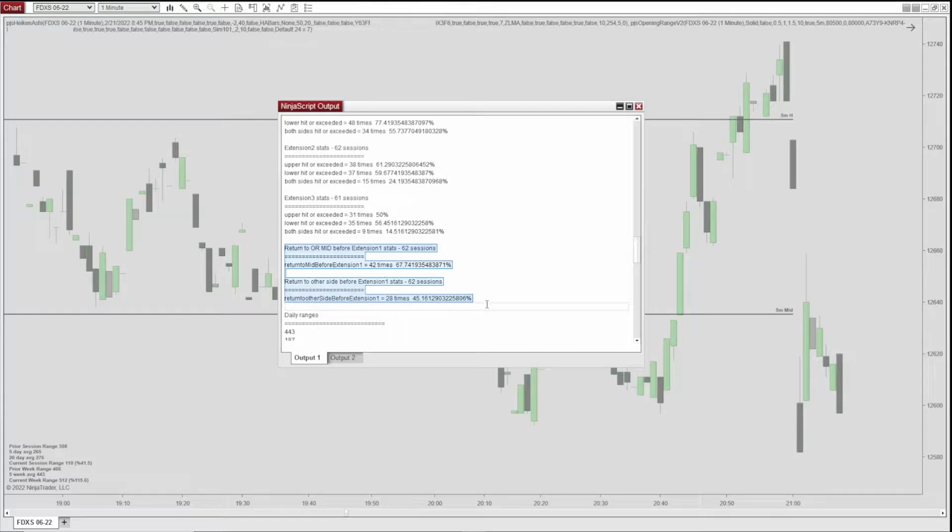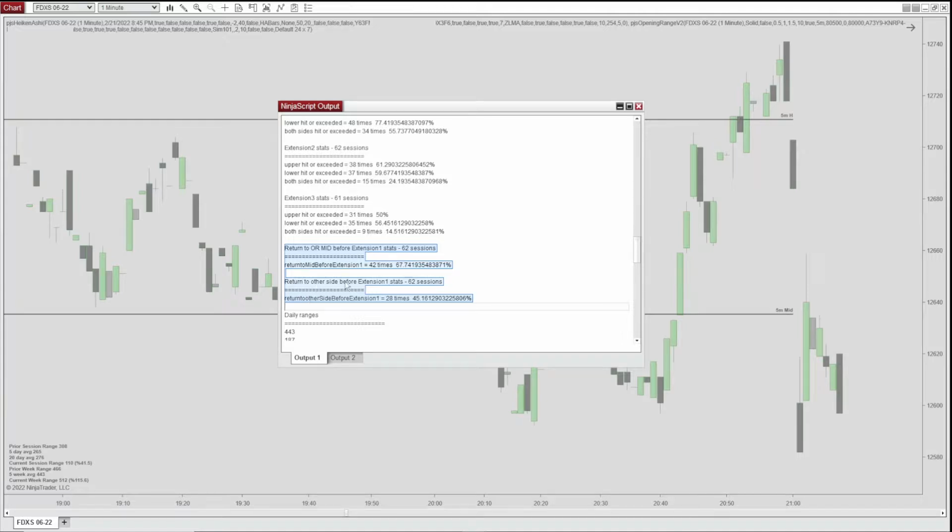These are the stats I'm looking at here, you could ignore the rest of them. Return to the opening range mid before the extension 1, which is our stop, is hit: 62 sessions, 42 times, so 67%. I think that's in line with Nipal Rakos's stats for the DAX. Although he calculates it differently on the close of bar and so on, but I think it's around 67%.